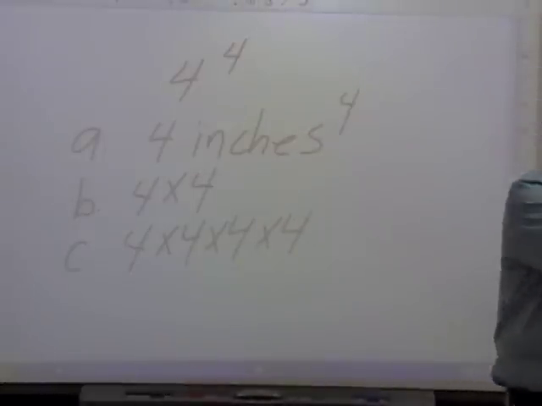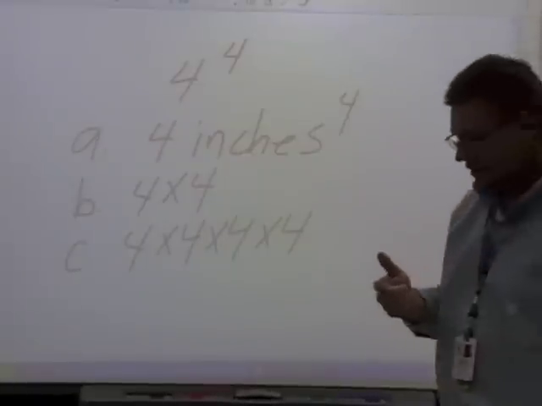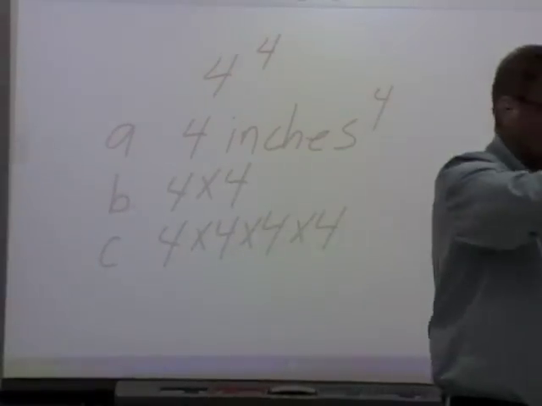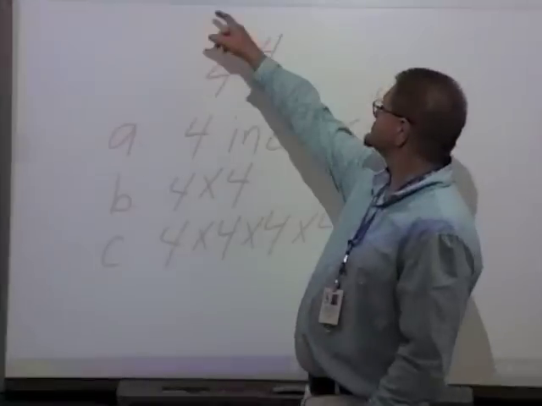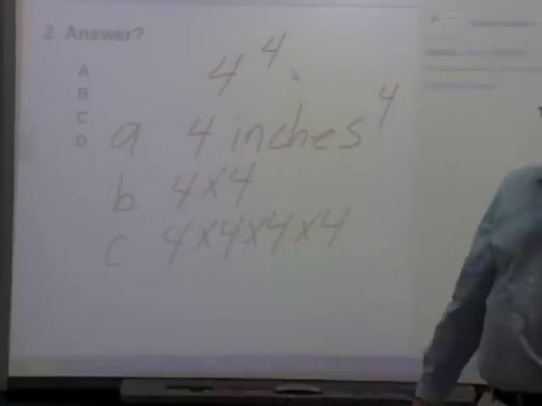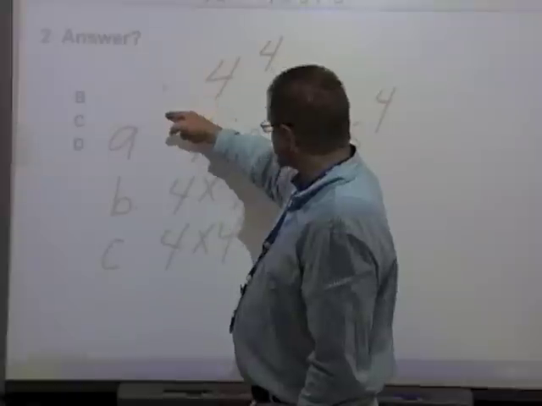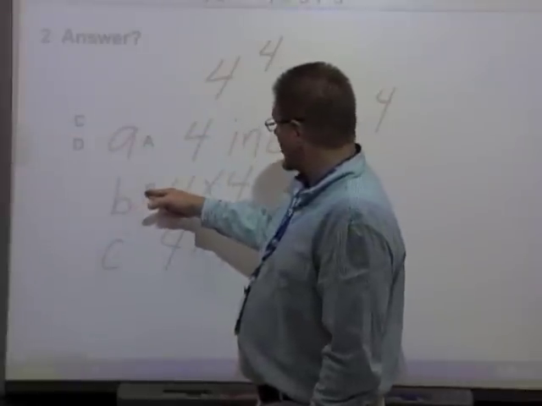Talk about it with your partners. You can't do anything on the clicker yet because I haven't started it. So talk about it with your partners, A, B, or C. So again, we're going to go instant A, B, C, D, but D is not an option. So A, B, or C. Go. Flip it over.